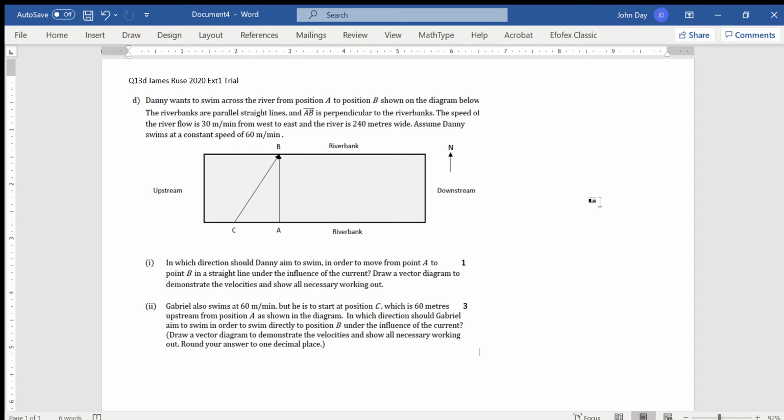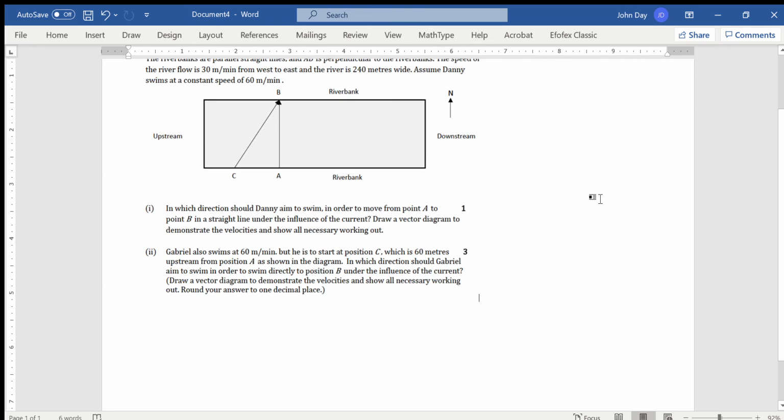All right, we're going to look at the James Ruse 2020 trial, question 13d, from a different perspective, I guess, to what they did in their answers. We're just going to look at it purely from a vector point of view and just worrying about the velocities. So in this first part, there's two vectors acting and they get a resultant velocity.